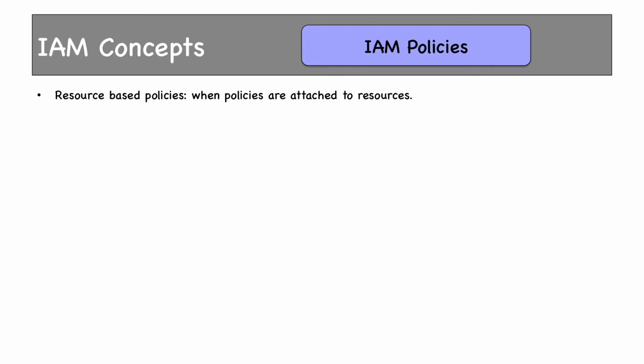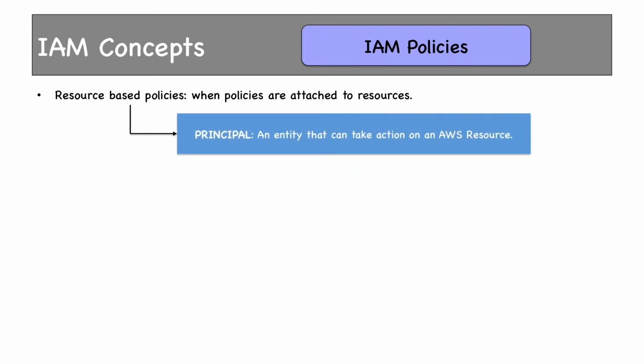We have something called resource-based policies, when policies are attached to AWS resources instead of users or groups. So in this case, resources get the permissions. Policies attached to resources mention which users can perform what operations on that resource. Resource-based policies can only be attached to S3, SQS and SNS resources. The additional component it contains is principal. Principal is an entity that can take action on an AWS resource. Principal should contain the user information in the form of ARN. Suppose you have an S3 bucket here and a user or a group of users.